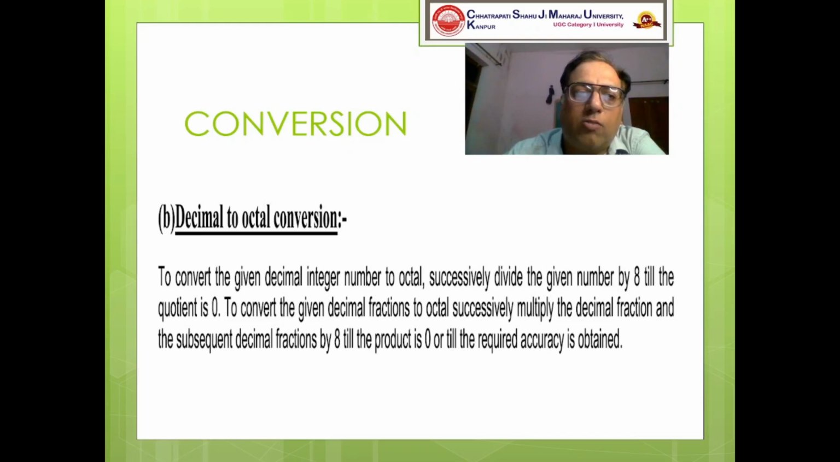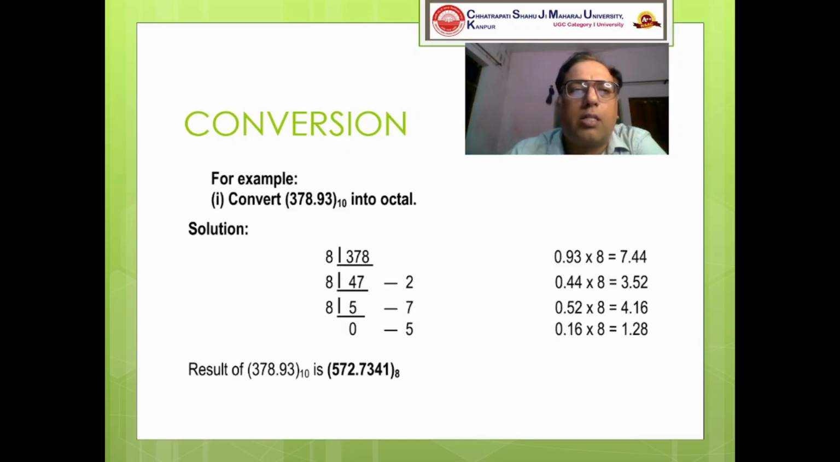Now, decimal to octal conversion. To convert a given decimal number into octal, successively divide. It's the same as in the case of binary, where we were dividing by 2. Now, in this case, we will be dividing by 8. For example, this is 378.93. We are dividing 378 by 8. We are getting 47, and the remainder is 2. When 47 is divided by 8, the remainder is 7. When 5 is divided by 8, we get 0, and the remainder is 5. So the integer part is 572.